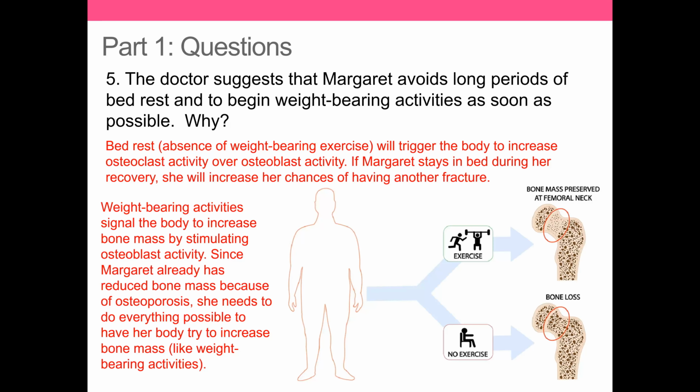Weight-bearing activities, exercises that involve your bones bearing either your weight or additional weights, signal the body to increase bone mass by stimulating osteoblast activity. So in this little picture over here, you see the exercise will increase your bone mass, and we're talking about the femur in this particular case study. No exercise will result in bone loss. So Margaret already has reduced bone mass because of osteoporosis, so she has to do everything possible to have her body try to increase the bone mass, like weight-bearing activities and not staying in the bed.